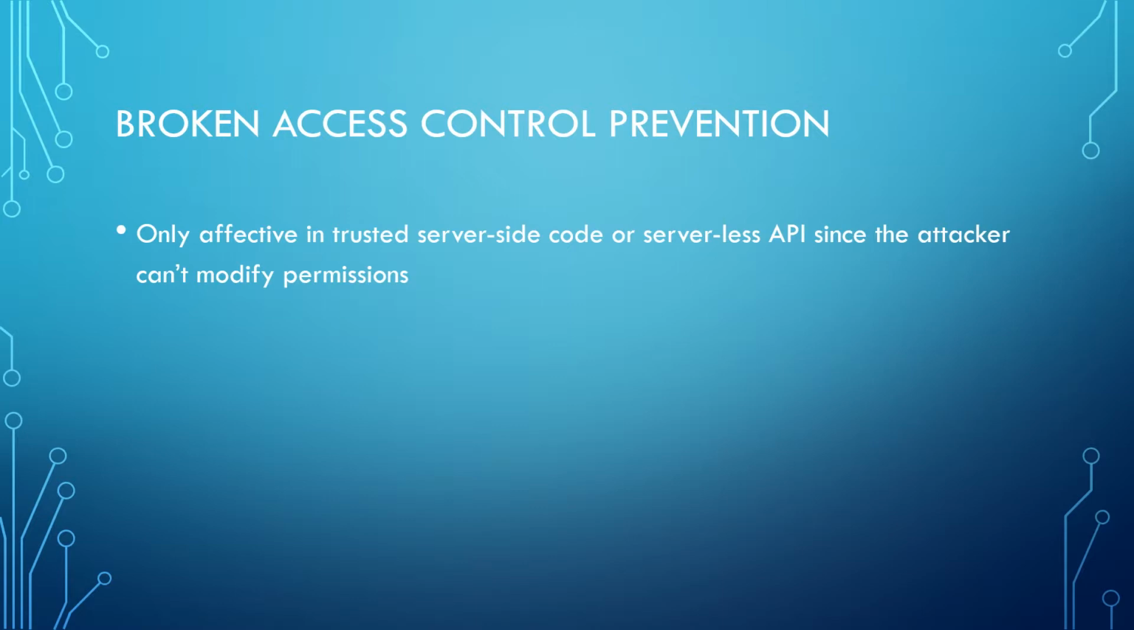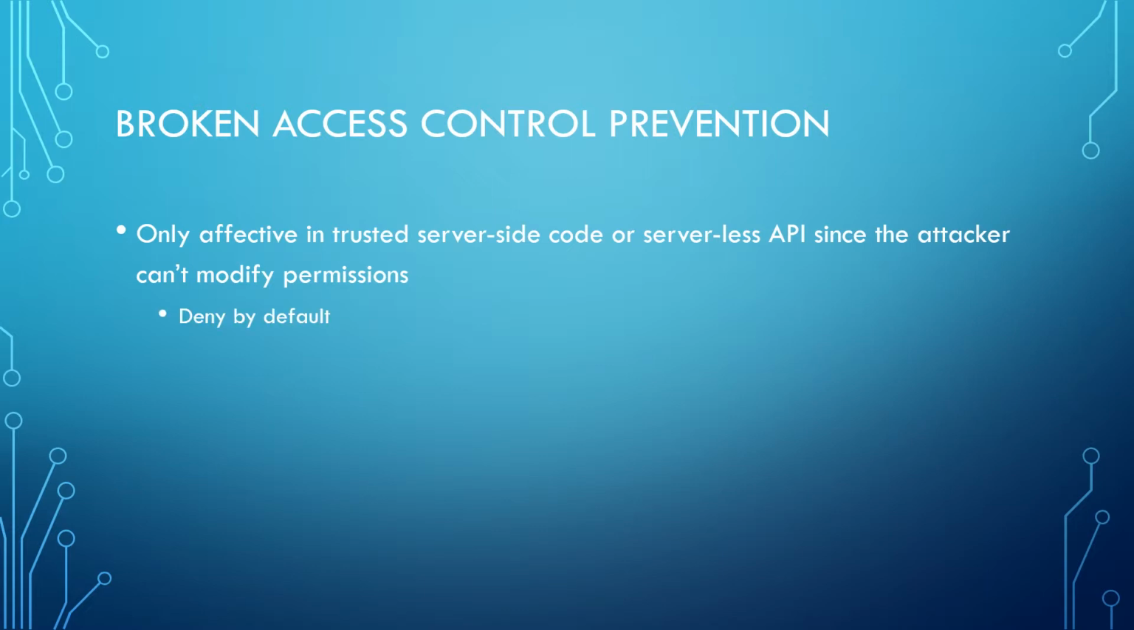The preventions I'm about to go over are worth nothing if access is not effectively controlled by trusted server-side code or a serverless API within your system. This is because if it is not, a hacker can just get into the system and change his role to anything he would like. This would make any secure roles you have created useless.